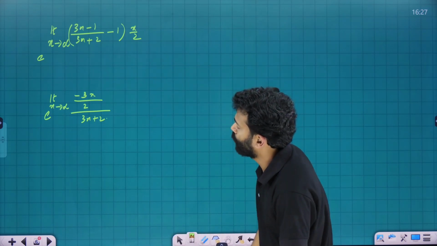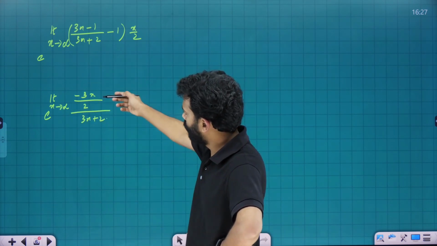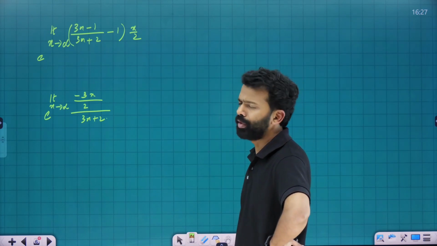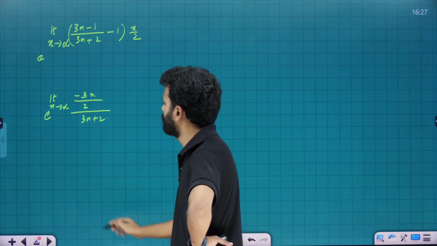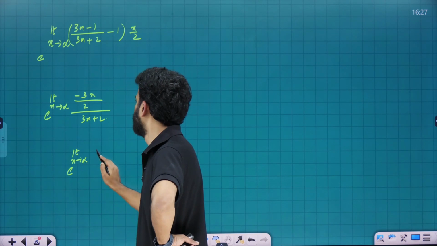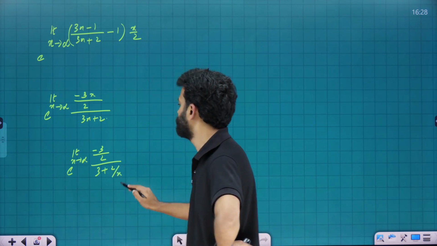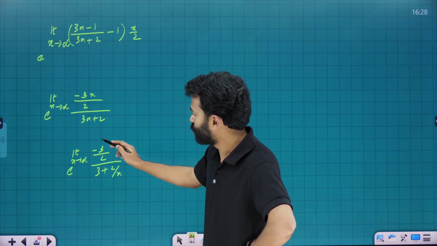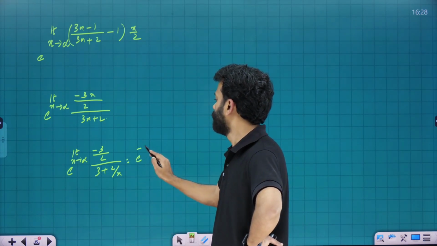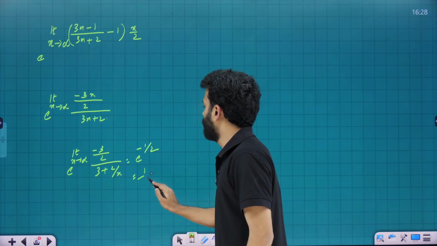Since x is tending towards infinity, we can divide numerator and denominator by x raised to k, where k is the highest power of x. Therefore we can divide numerator and denominator by x raised to 1, and you will get e raised to limit x tends to infinity of (minus 3 by 2) divided by (3 plus 2 by x). This becomes 0. Therefore, the net answer will be e raised to minus 3 by 2 divided by 3, that is e raised to minus 1 by 2. This 3 and this 3 get cancelled. That is, it will be 1 by root e.